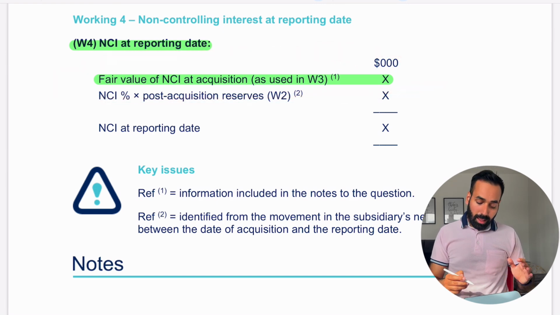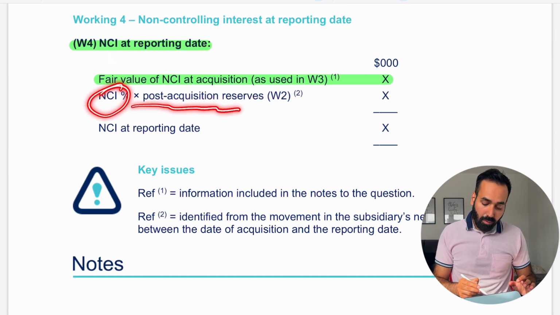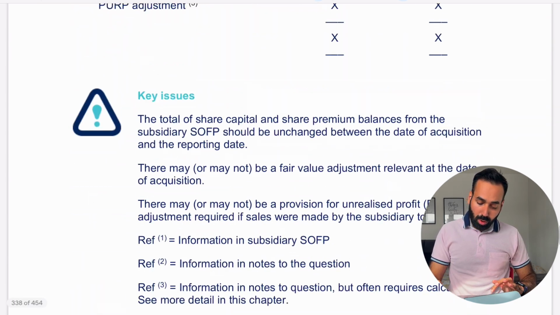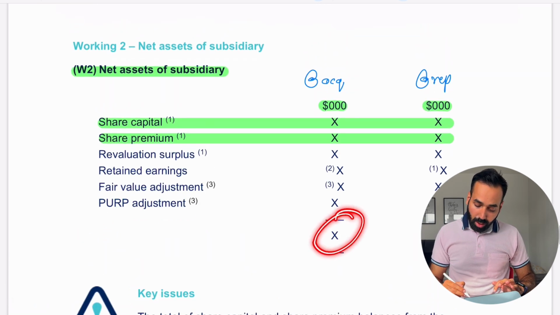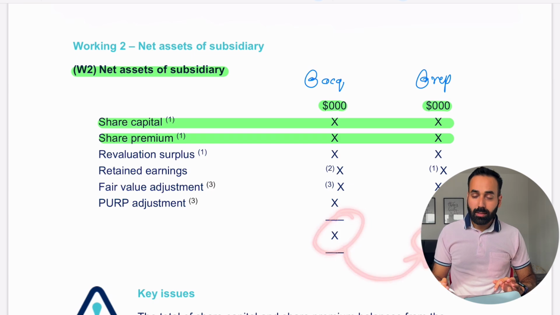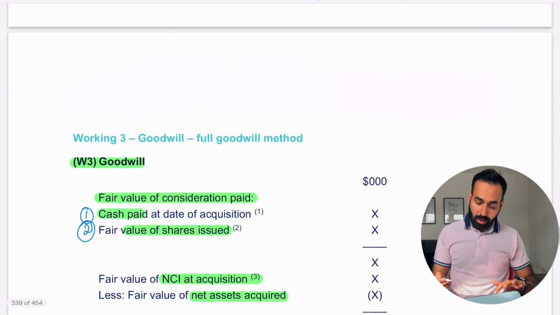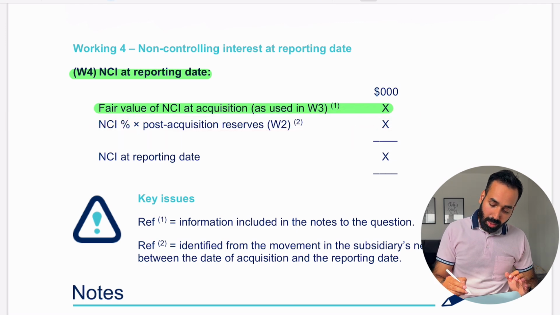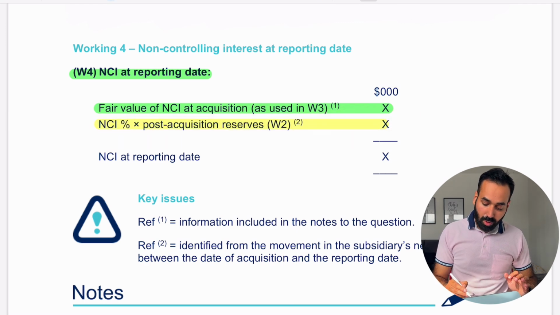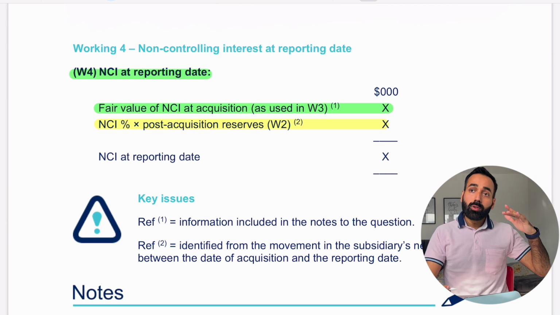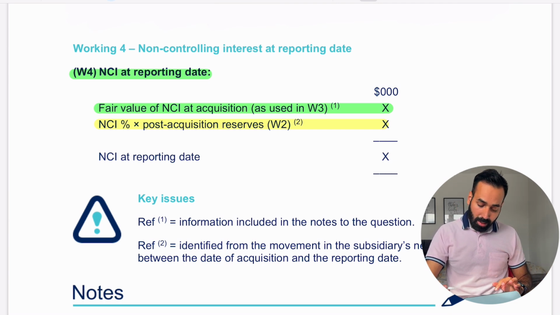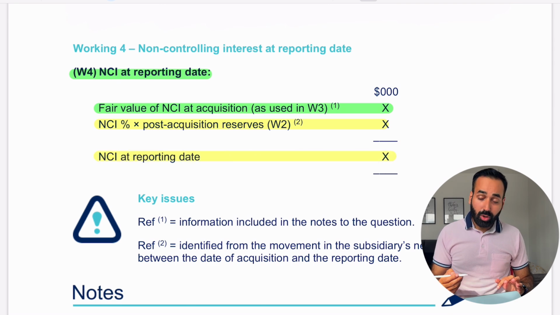And then you also need to see NCI's share of post-acquisition reserve. Now you can see clearly this is coming from working two. If I go back, I can show you in your working two, this difference was your post-acquisition reserve. So that difference is being written here. Is that okay? Don't worry, when I'm doing a question later, I'll follow the same format again, and slowly we're going to look at the case studies. So then you get your NCI, which is your non-controlling interest at reporting date.